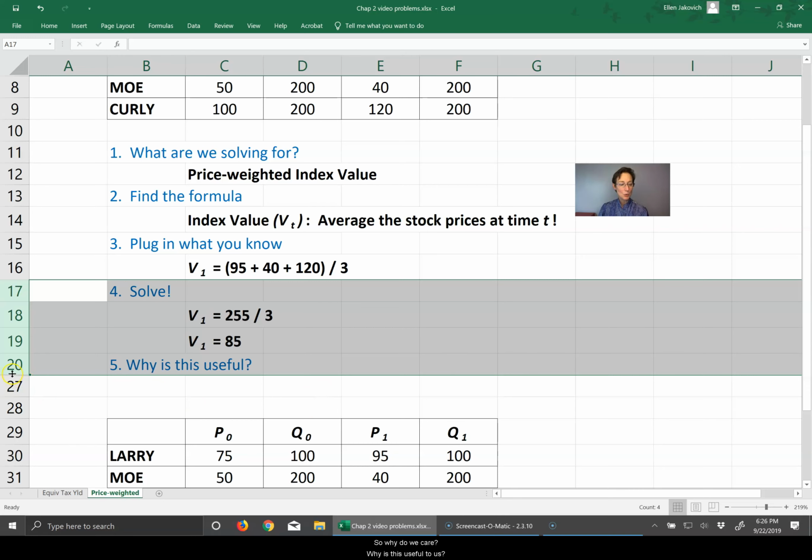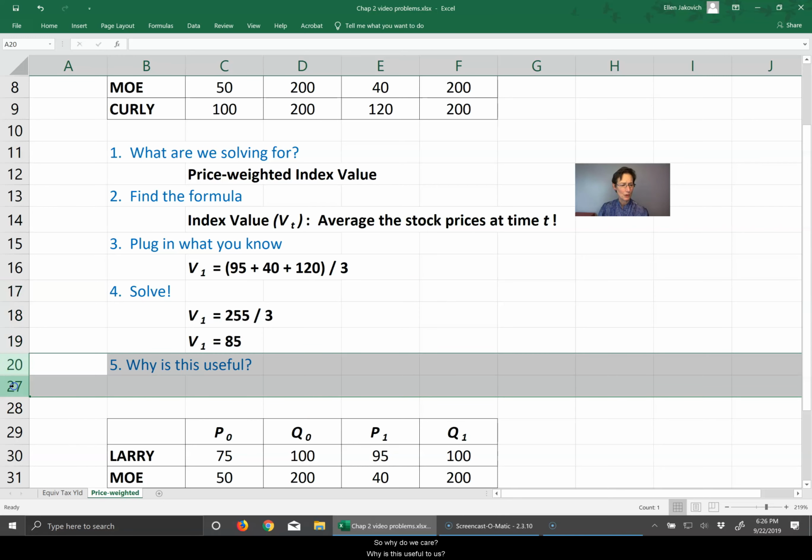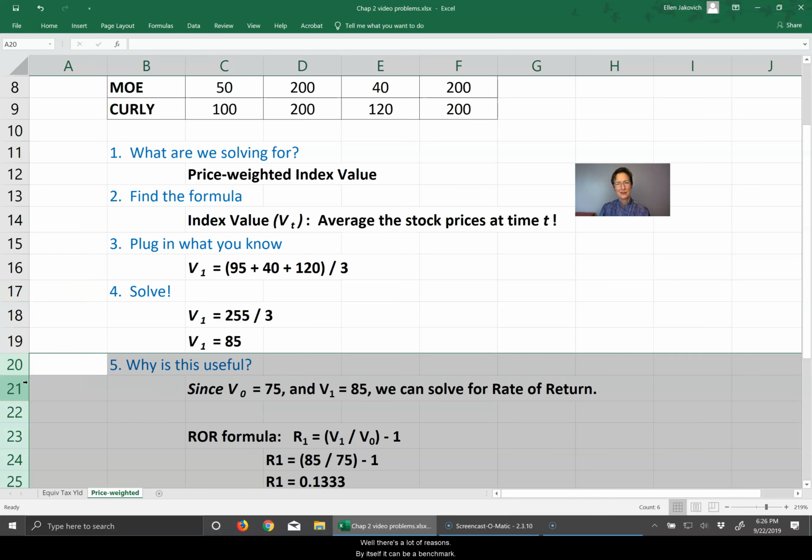So, why do we care? Why is this useful to us? Well, there's a lot of reasons. By itself, it can be a benchmark. Last year we hit 85 for our index value of stocks. I want it to be more than that. Are we doing better or are we worse? But usually how it's used is as step 1 towards finding a rate of return. So how much money did we make, or what percent value did we make over the course of a year or a day or whatever since time 0?